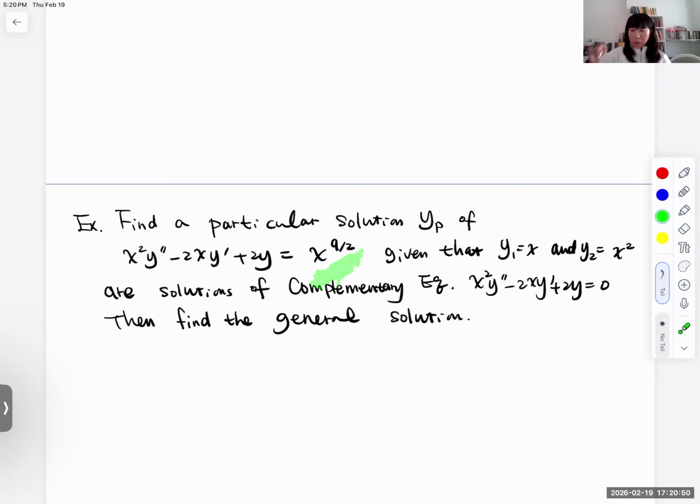Okay, now the non-homogeneous equation, right? So given that y sub 1 equals x and y sub 2 equals x squared are solutions of the complementary equation, right? Which is equal to 0. Then we need to find the general solution, okay? All right, so let me write down.